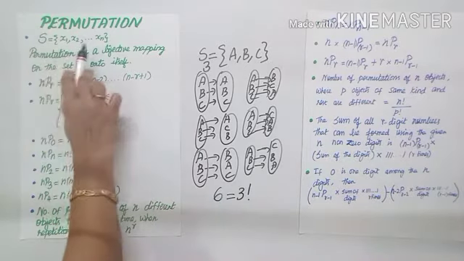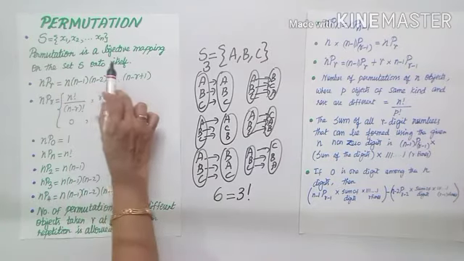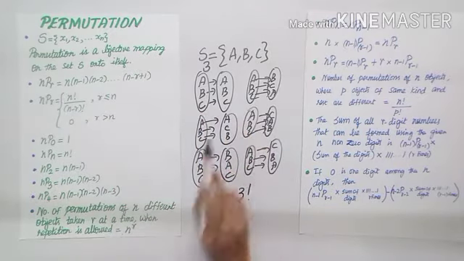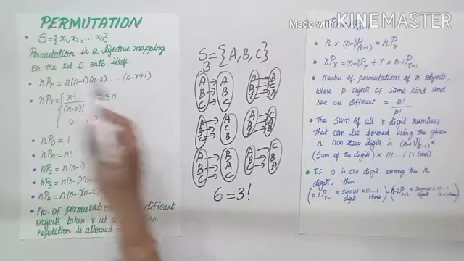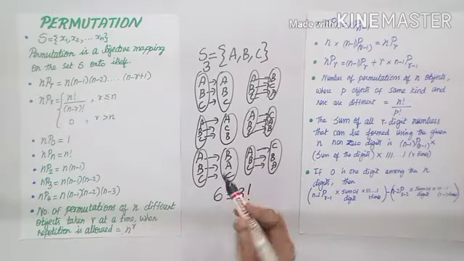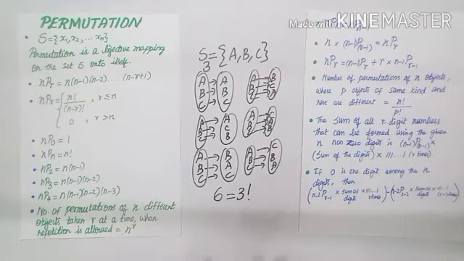In Sn, where there are n elements, I can define permutation as a bijective mapping. Bijective tells me one-one and onto, on the set S onto itself. ABC to ABC only. If I take ABCD, I must take ABCD and all possible combinations. So this is the basic idea.